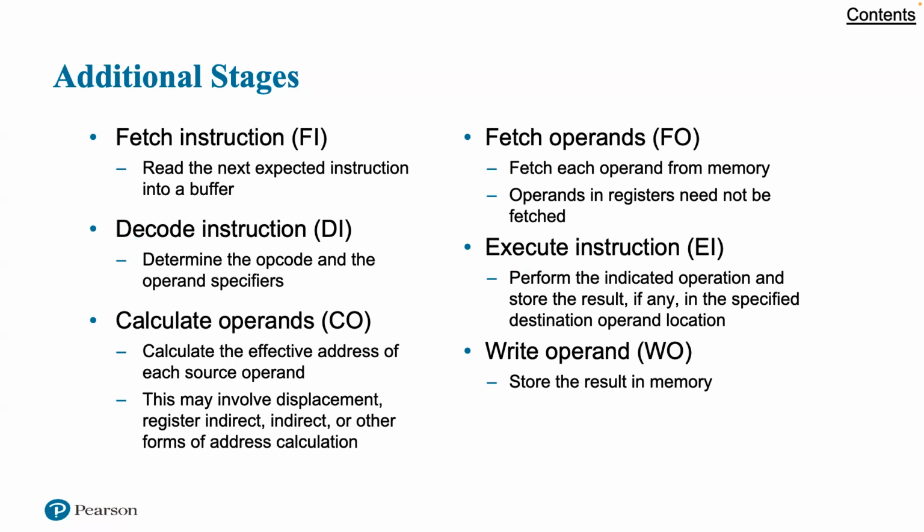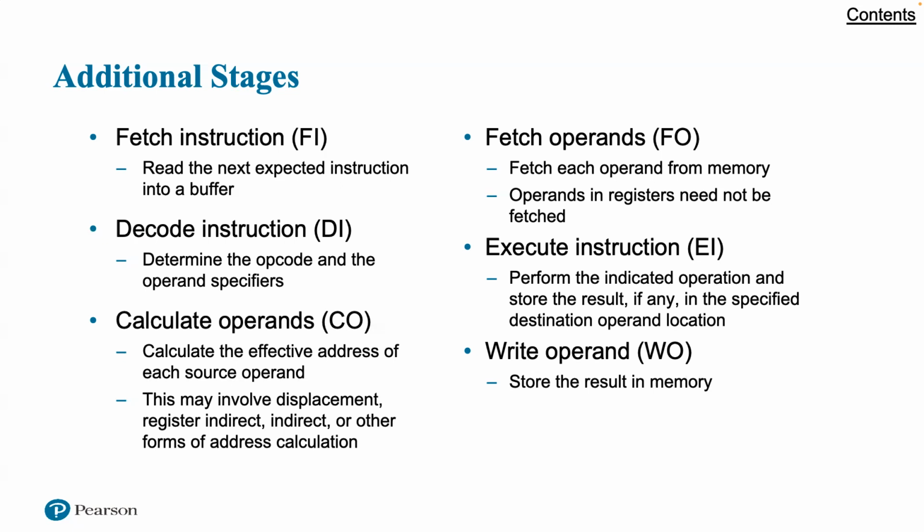While these factors reduce the potential effectiveness of the two-stage pipeline, some speedup occurs. To gain further speedup, the pipeline must have more stages. Let us consider the following decomposition of the instruction processing. Fetch instruction: read the next expected instruction into a buffer. Decode instruction: determine the opcode and the operand specifiers. Calculate operands: calculate the effective address of each source operand. This may involve displacement, register indirect, or other forms of address calculation.